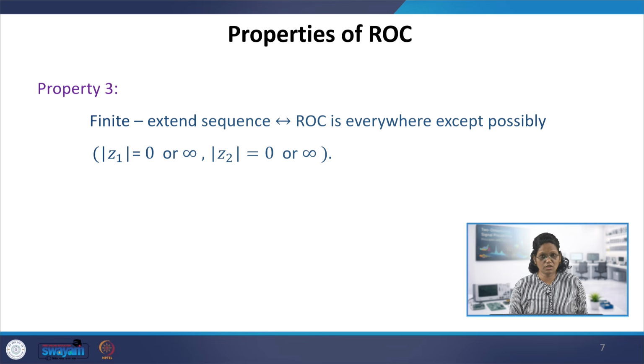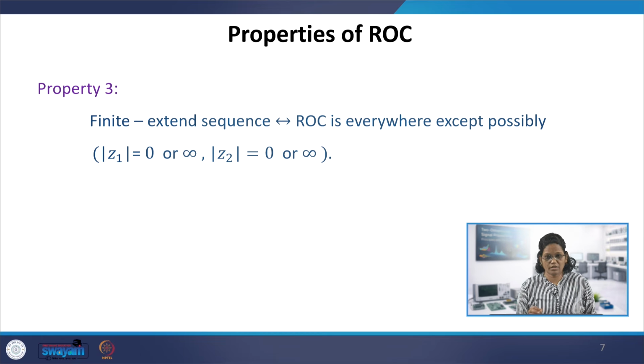So it's a z1 z2 plane in which z1 equal to 0 or infinity, and z2 equal to 0 or infinity, are to be excluded from that ROC. This is similar to the extension of 1D, in which you have a finite sequence with z power minus 1, z power minus 2 and so on. Substituting z equal to 0 will make X of z infinite.